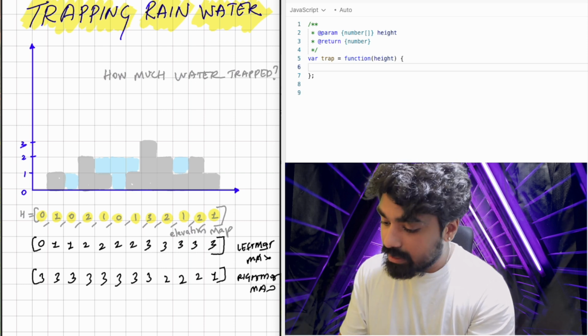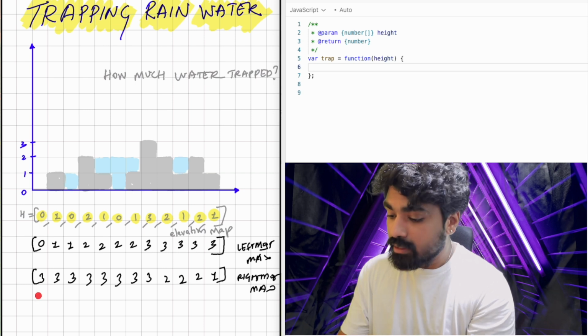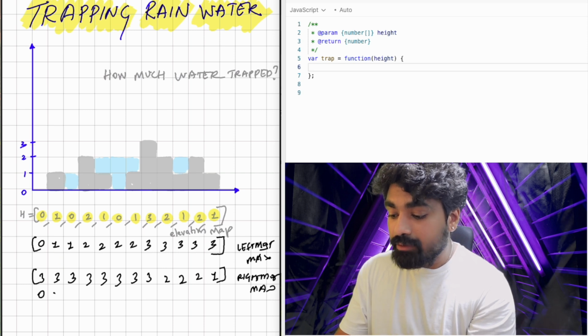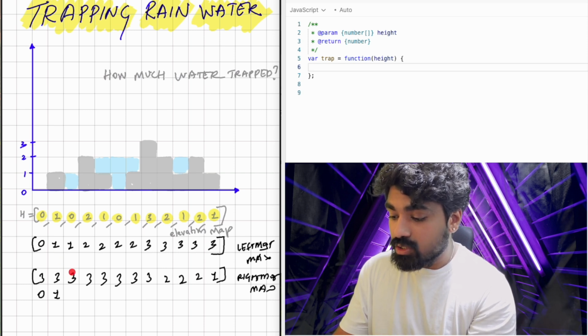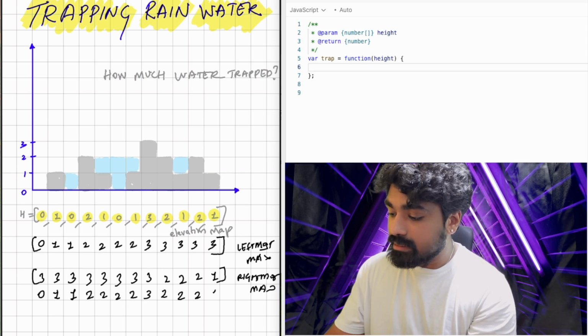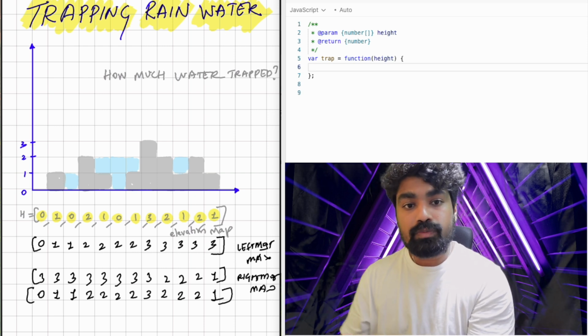Minimum between these two is 0 that we have, so I will put 0 here. Minimum between these two is 1. Minimum between these two is also 1. This is 2. This is 2. This is also 2. Here we just have 3. Here we have 2, 2, 2, and 1. So this is the minimum that we could find between these two that we have.